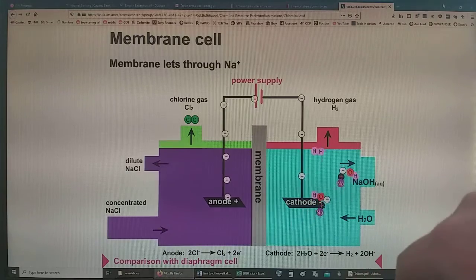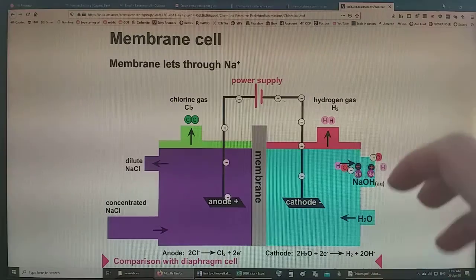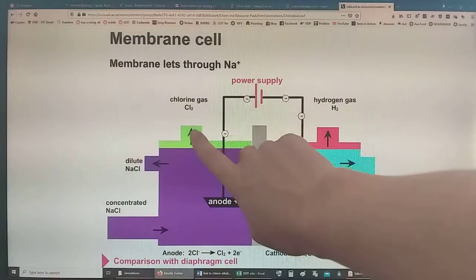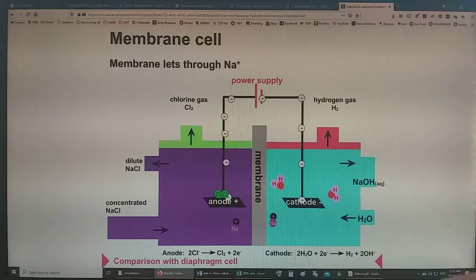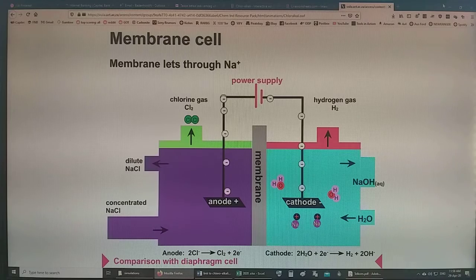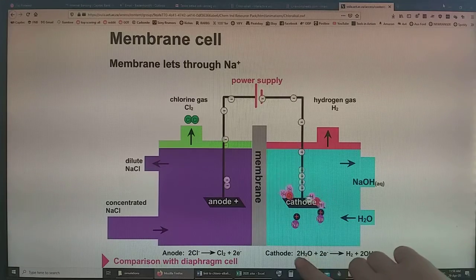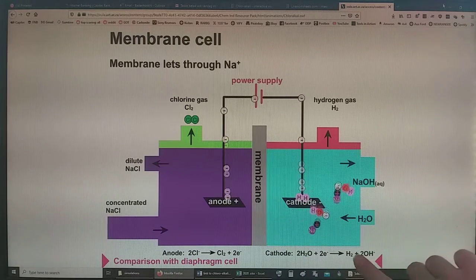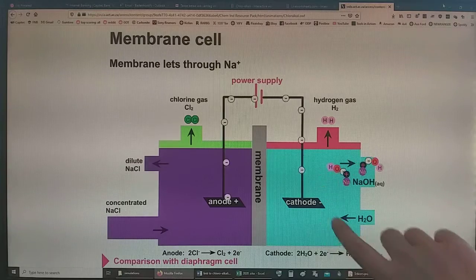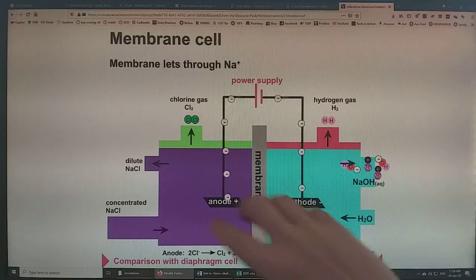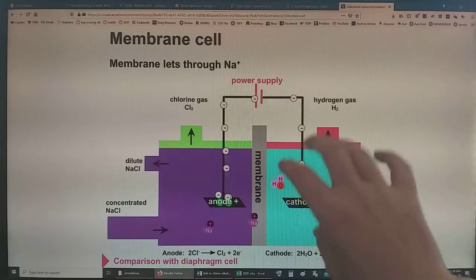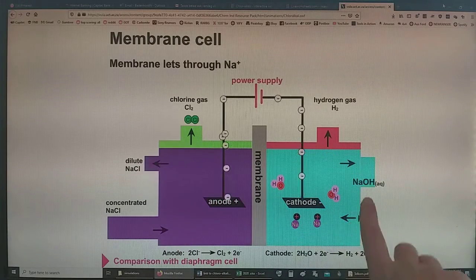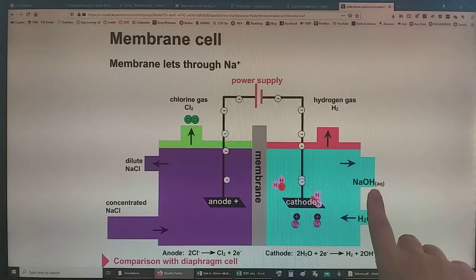So the purpose of the chloroalkali industry, or this membrane cell, is to make 3 things: chlorine gas, hydrogen gas, and then sodium hydroxide. So where does the sodium hydroxide come from? Well, when that water reduces, it forms hydroxide ions, which are then in solution here. Now, how does the sodium go from this side, where nothing happened to it, to this side, where it actually can join with the hydroxide and become sodium hydroxide?